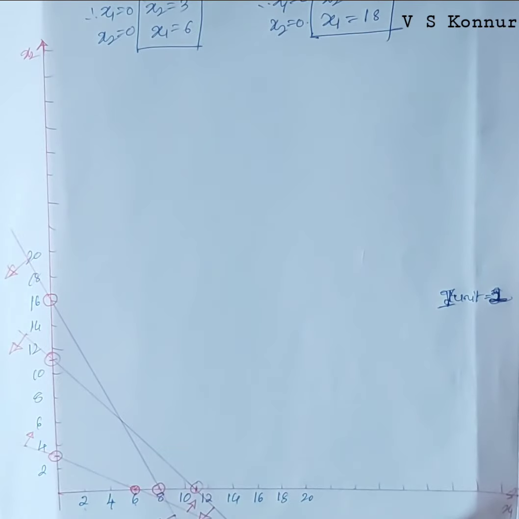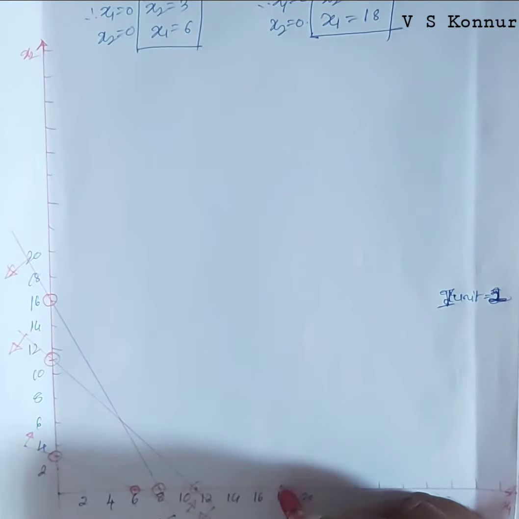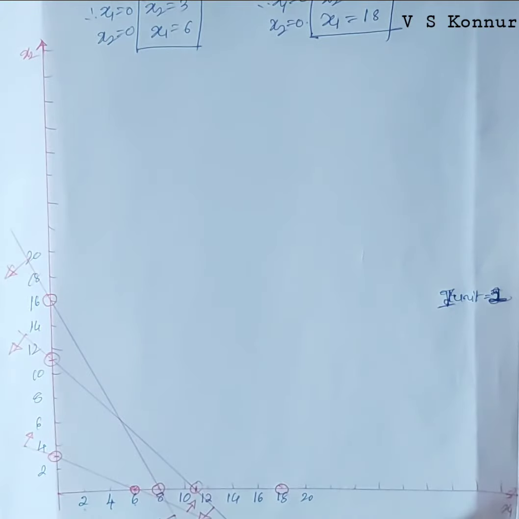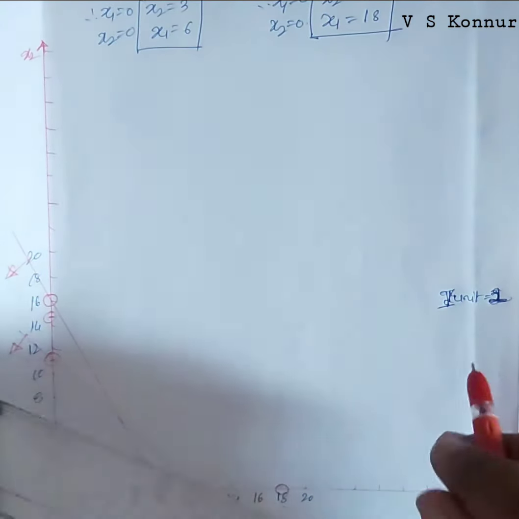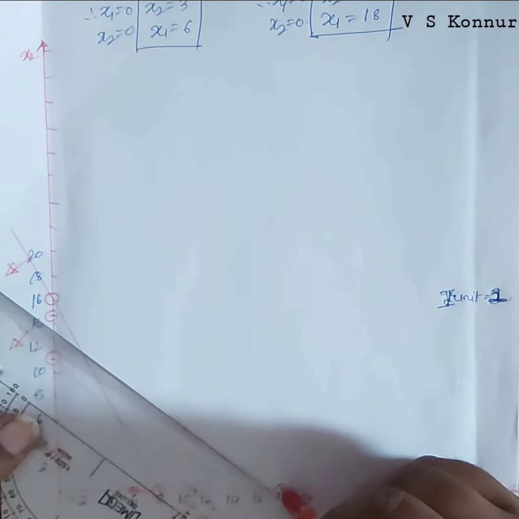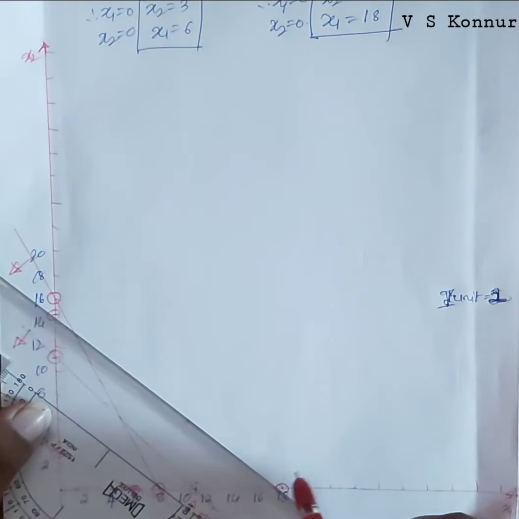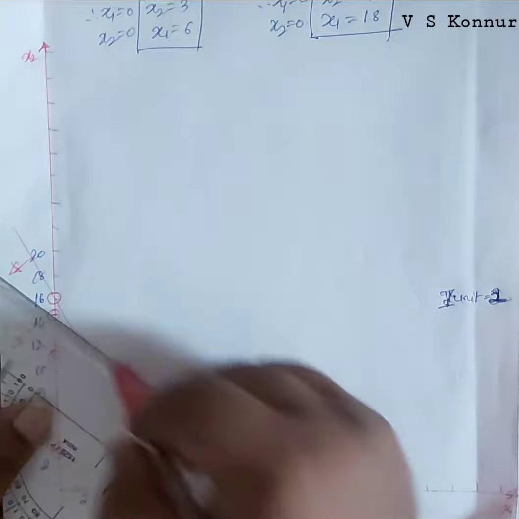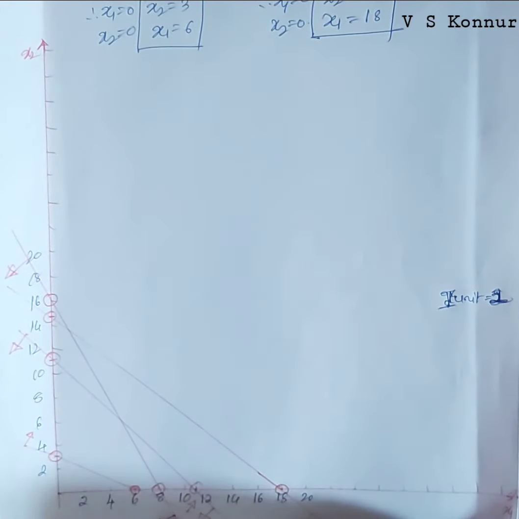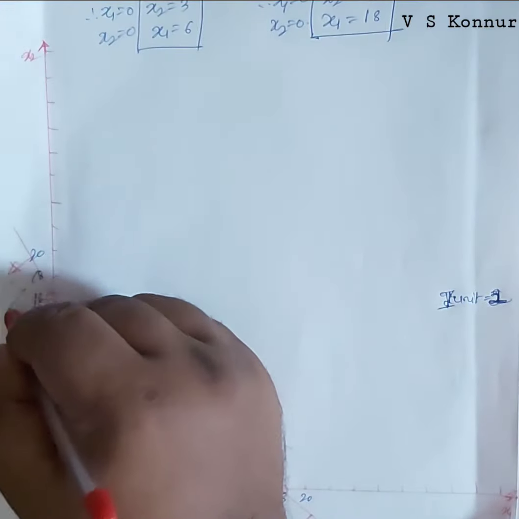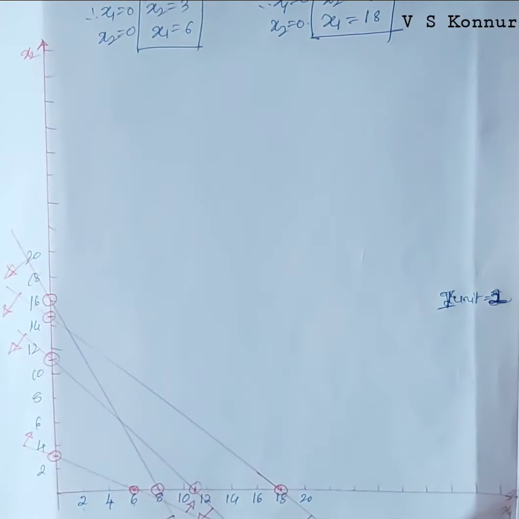Next, fourth line is x1 is equal to 18, x2 is equal to 15. So we'll draw a line. It is having less than or equal to sign. Arrow mark is near to the origin.